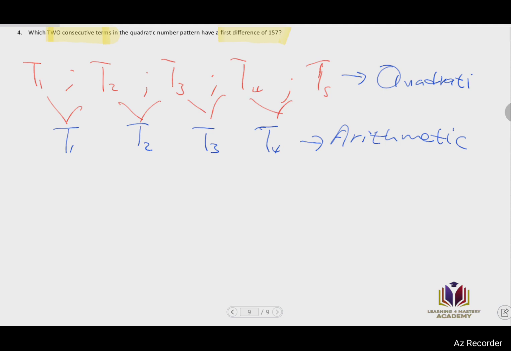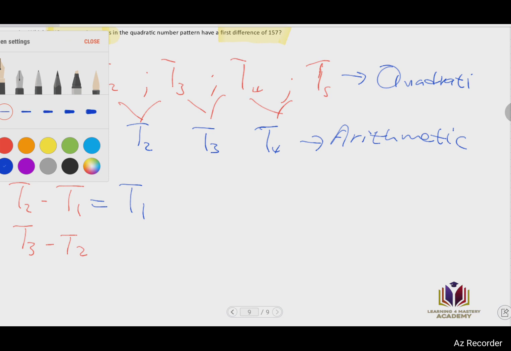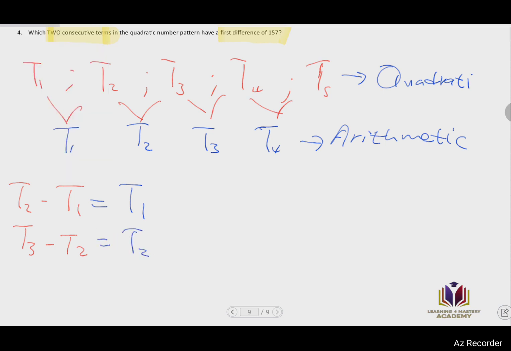Now I'm going to take perhaps the first two. So clearly when we say T2 minus T1, it gives us what? It gives us T1 of the arithmetic, right? And when we take T3 minus T2, what does it give us? It gives us T2 of the arithmetic, right? And it's the same routine, up until infinity. So what do we then realize from here?